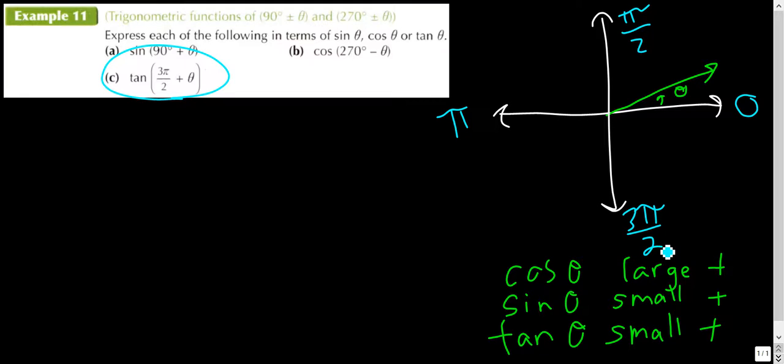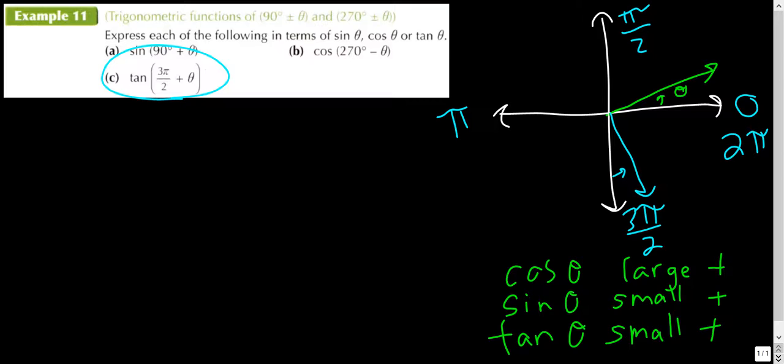So we've got our angle. Guess what? The way I drew it, it still has the same values of sine, cosine, and tangent, right? It doesn't matter, we're just talking about angles slightly differently. So 3 pi over 2 plus theta, same amount. So what happened to the tangent? What happened to it? Okay, so that's important.